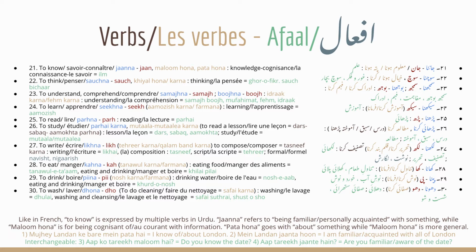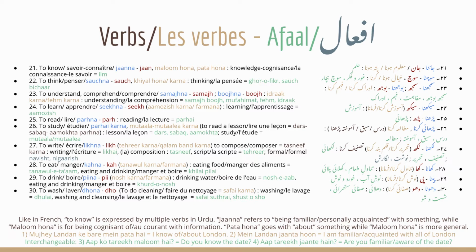To wash is dhona, and to do cleaning is safai karna. You learned saaf karna, that's more specifically to clean. To do cleaning in general is safai karna. Then washing is dhulai, and washing and cleaning is called safai suthrai, or washing and cleansing. Safai suthrai can also just be used for cleaning and neatening, and shusto shu is a more formal way of expressing that.